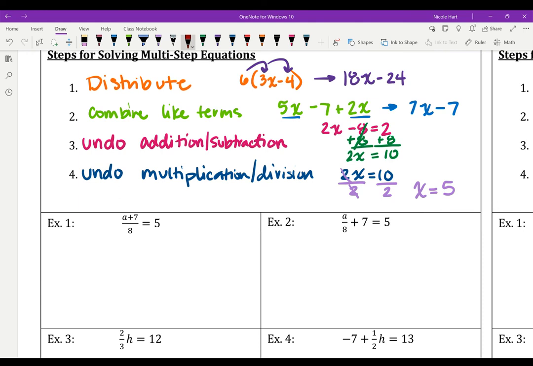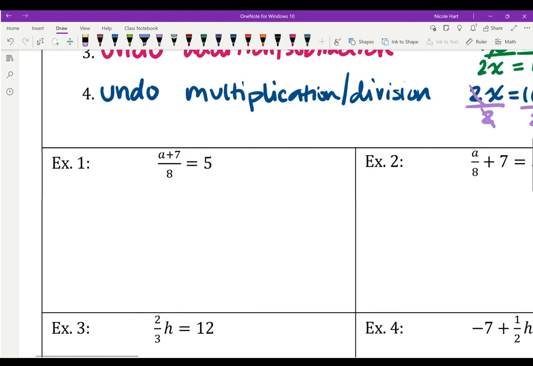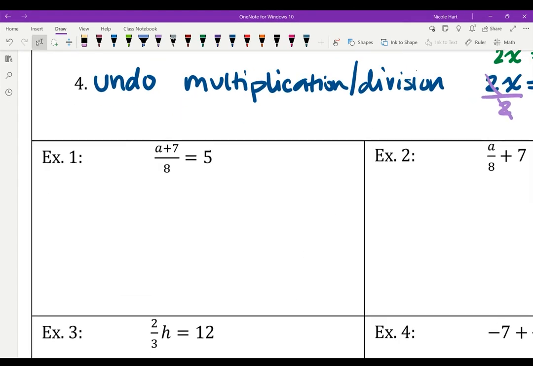Now, I typically would do addition and subtraction first, but that positive 7 is stuck because of the 8 on the bottom. I can't move the 7 until I move the 8, so we're going to actually undo the division first. And so here, in order to undo the division, we do the opposite, which is multiplication. So I'm going to multiply both sides by 8.